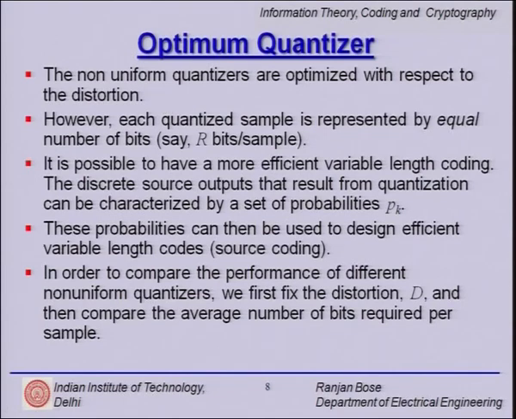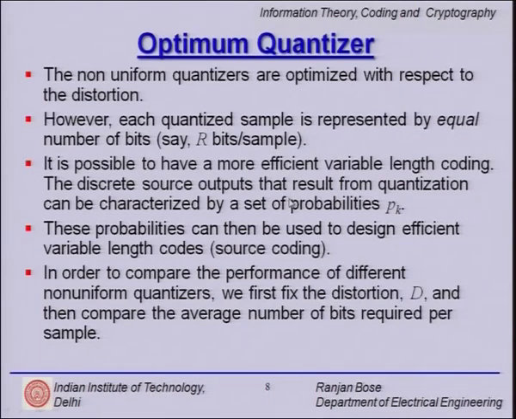But the question is, each quantized sample is represented by an equal number of bits. So far what we have done is break up the total range of the amplitude into quantization levels, but suppose there are 8 quantization levels, we would put 3 bits per sample. But that is clearly not the best way to do things, because of p(x), the amplitude distribution, all quantization levels are not equally likely.